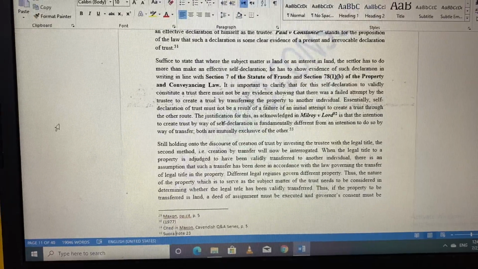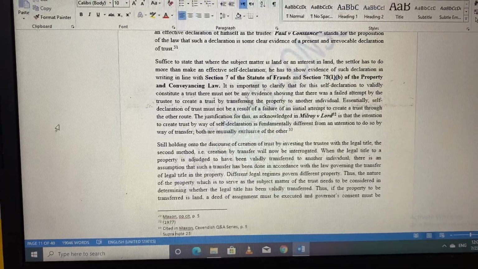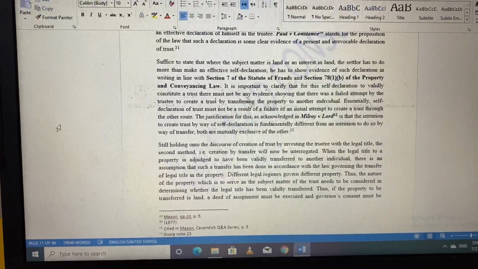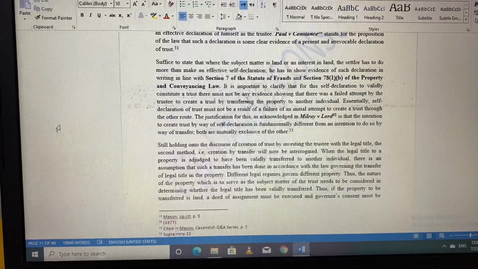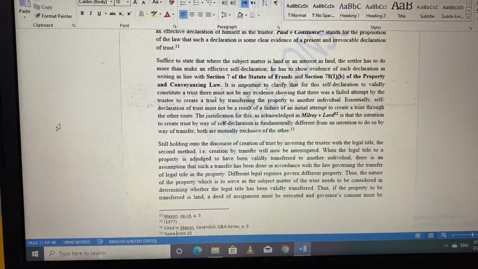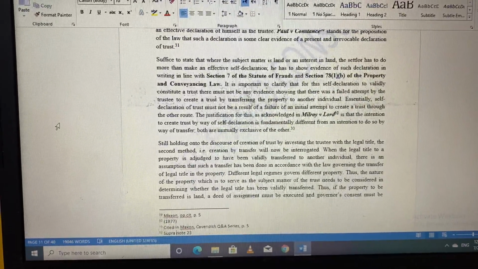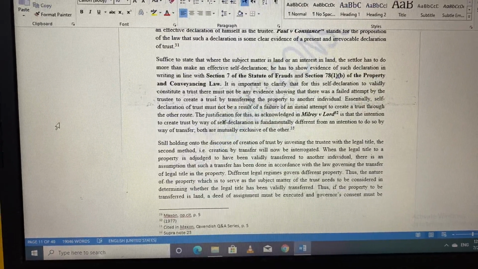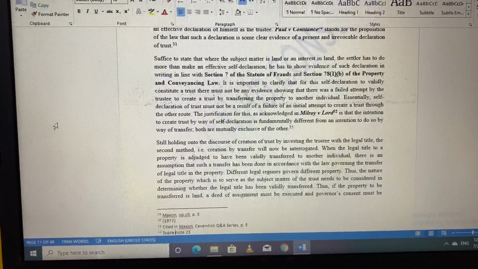So when you want to create a trust by transferring the property to another individual, what you are actually transferring is the legal title. So until the moment you have successfully transferred the legal title, the law says a trust has not been validly created, and that is what is meant when it is said that the trust is not completely constituted.